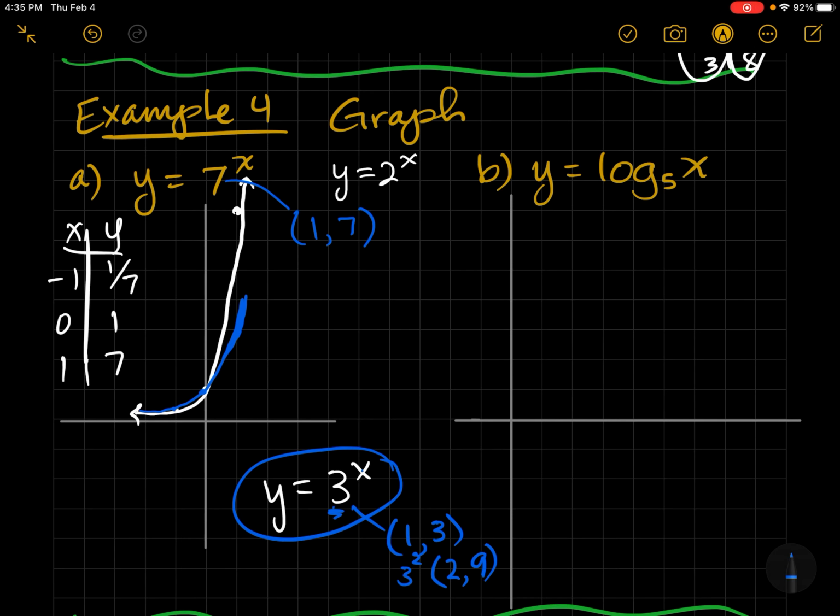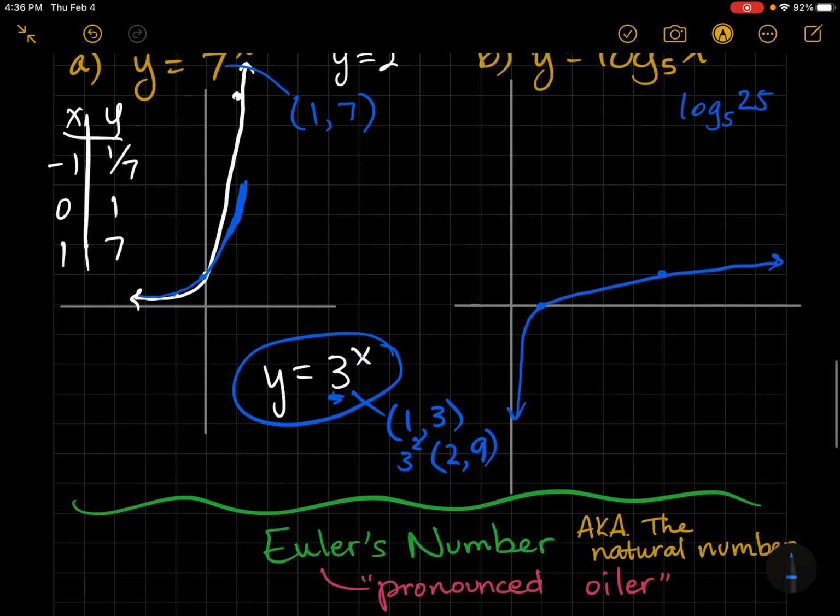If I'm graphing log base 5 of x, I know I'm going through this point, and I'm going to go over 5 up 1. The next point would be over 25 up 2, because log base 5 of 25 is 2. I know there's an asymptote, and I'm just going to fake the rest. So I just know the basic shape of these graphs.